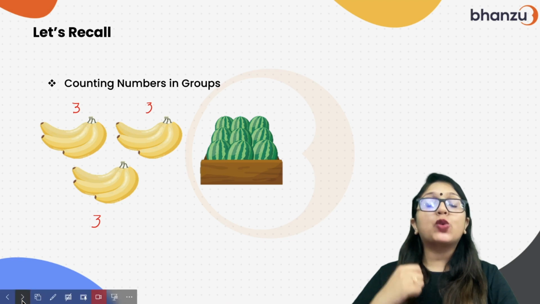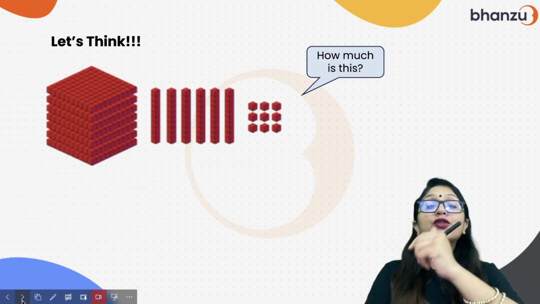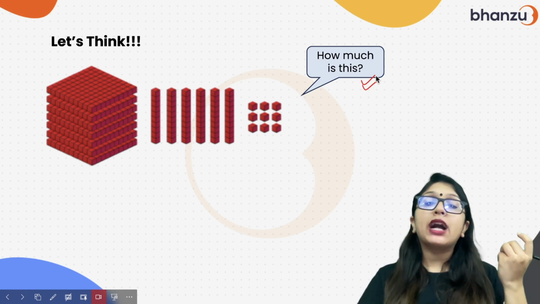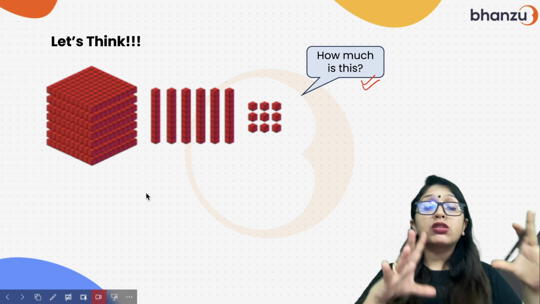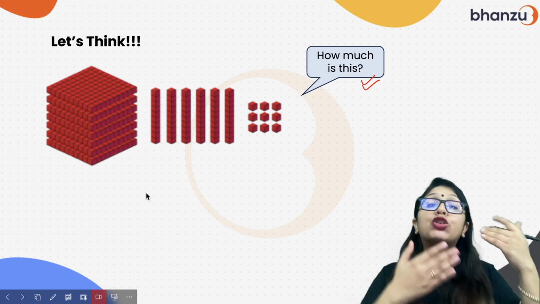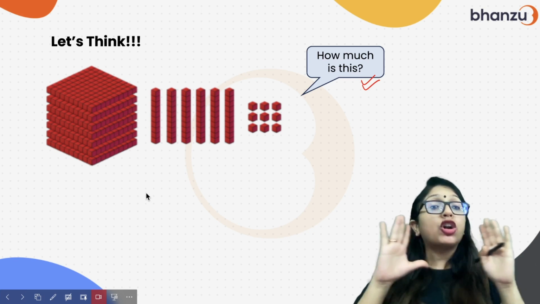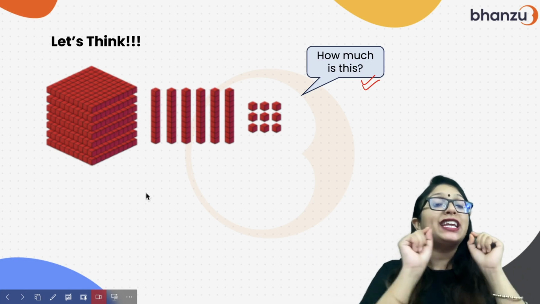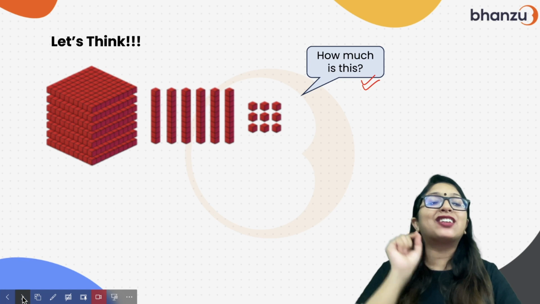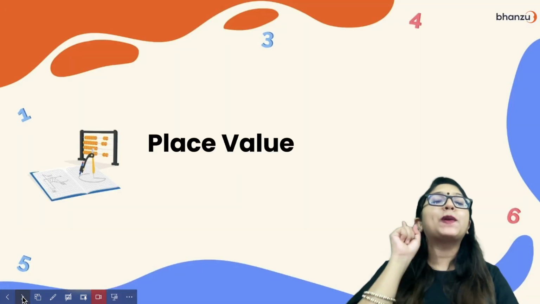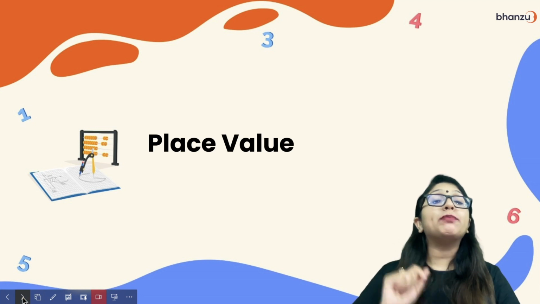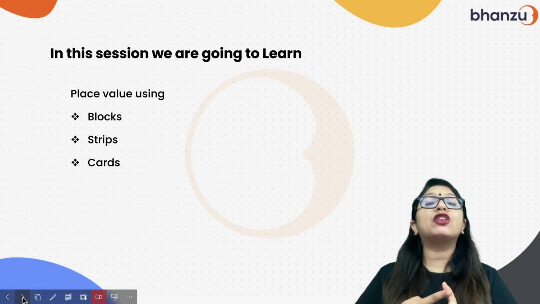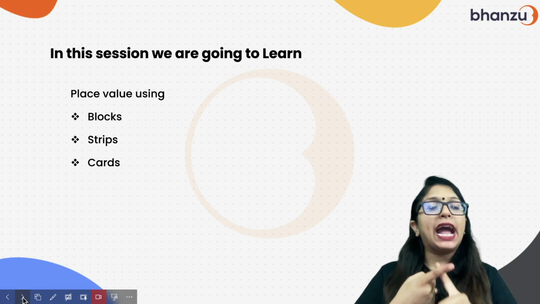Now let me quickly give you a question to think of. If you see here, champion, we need to answer how much is this? How are we going to answer it? You can see so many boxes, right? How do we count it easily? Because we cannot spend a long time counting these one by one. So now we have an easy method for that. Let's get ready, we will be discussing place values, which will make your counting even easier. We will be learning about place values using blocks, strips and cards.